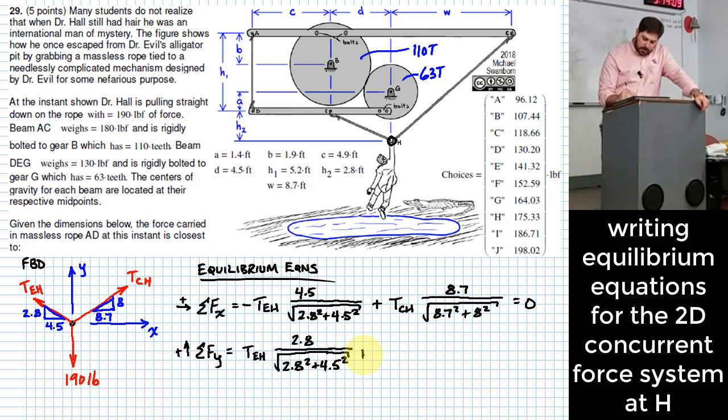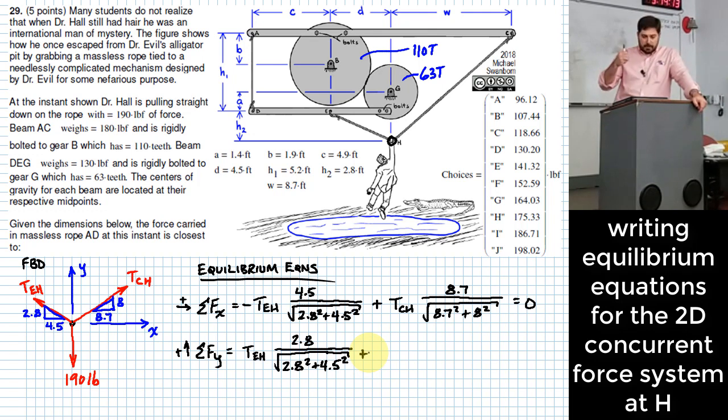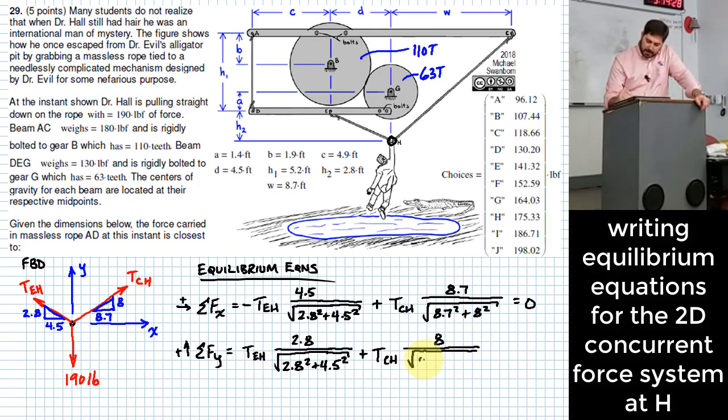All right, what about TCH? Positive for that too, right? Tends to point upward, so I'm going to put in TCH. I want just the vertical component, so I'll take the vertical part of that slope indicator triangle and divide by the hypotenuse of that slope indicator triangle.